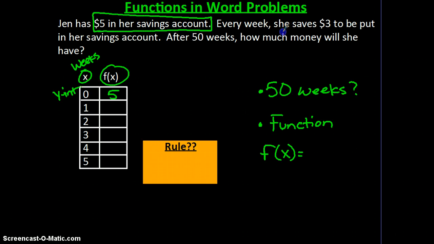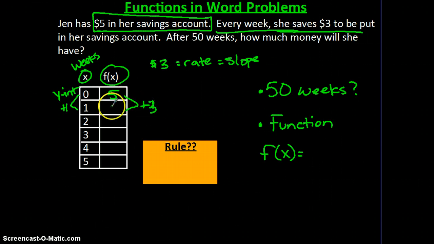Now, the $3 she saves every week is her rate, or, as we also know it, a slope, meaning every week that we add up here, she's adding $3 to her account. In this case, we would simply add 5 and 3 and get, after 1 week, she has $8. 2 weeks would give her $11. 3 weeks, we would continuously add this 3 to get $14, $17, and $20.